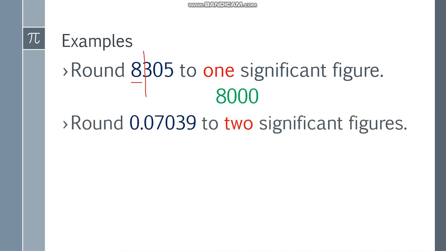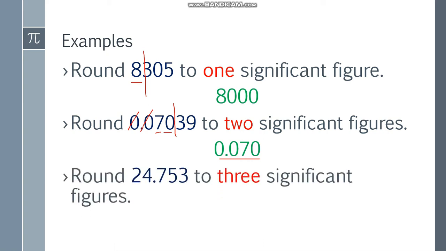Next one. Round 0.07039 to two significant figures. So these leading zeros are not sig figs. Let's start with 70. The next digit is 3. It's less than 5, so we will round down. So 0.070.